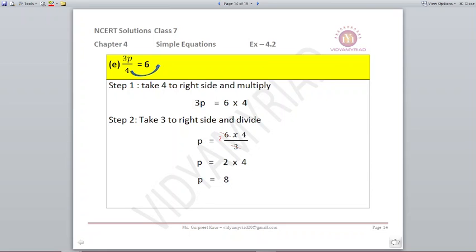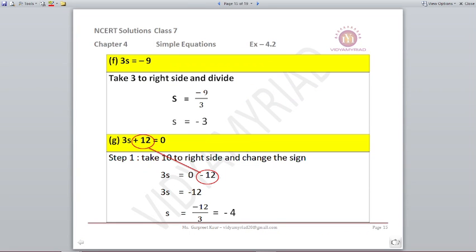So p will be equal to 2 into 4. Why 2 into 4? If it can be reduced to its lowest term, you have to cut it down. So p is equal to 8. 3s is equal to minus 9. Simply 9 will be divided by 3 to find out s. So s is equal to minus 3.